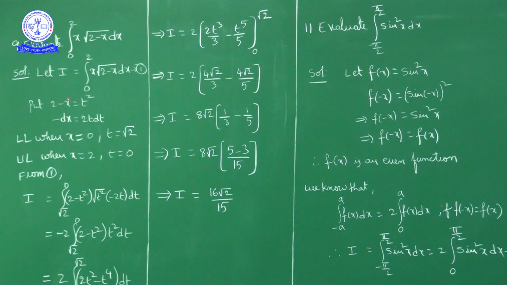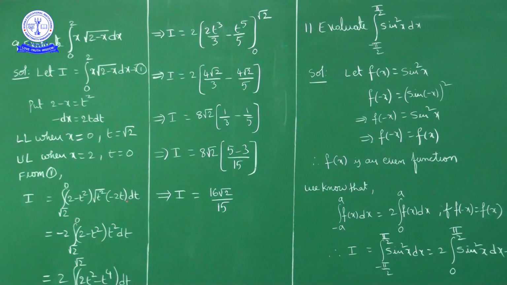Upper limit, when x is equal to 2, 2 minus 2 is 0, so t is equal to 0. From 1, when x is equal to 0, t is equal to what? Root 2. So lower limit root 2, upper limit 0. Now x we can write as 2 minus t square. So 2 minus t square into square root of t square, because 2 minus x is t square. So square root of t square into dx, where dx is minus 2t dt.